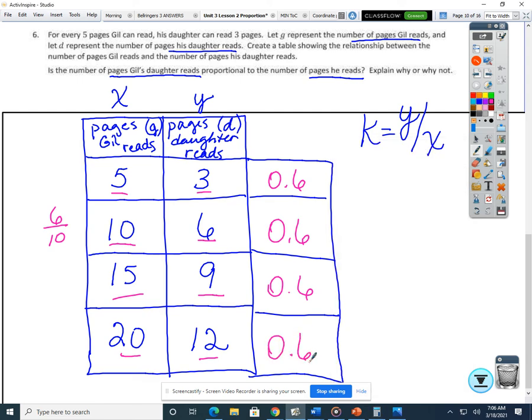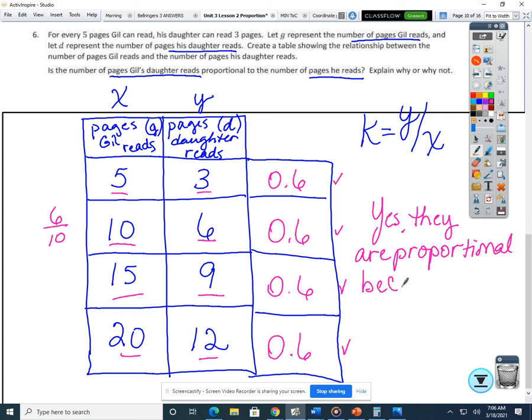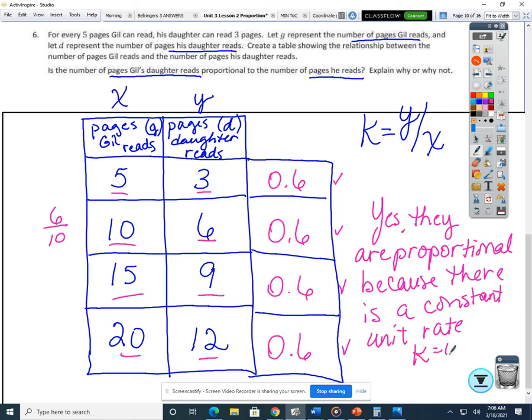So in each case, our K, we have a constant unit rate because our unit rate is the same in each case here. So yes, they are proportional because there is a constant unit rate, which is K equals 0.6.